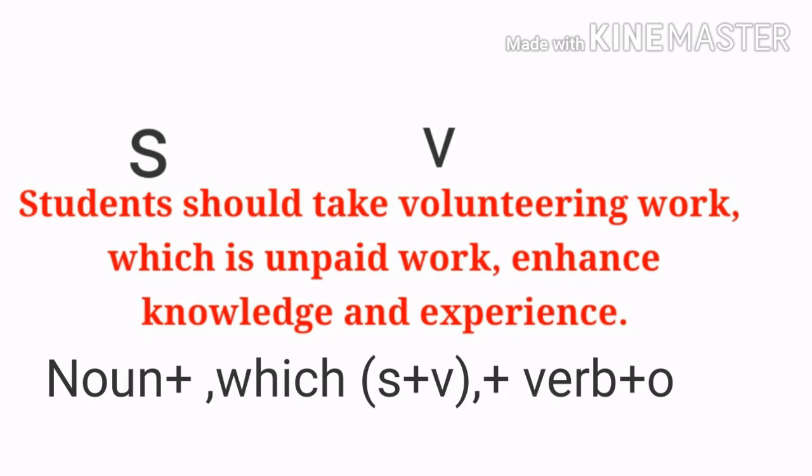Let's see the second example. Students should take volunteering work, which is unpaid work, enhance knowledge and experience. Here we use a noun, such as students should take volunteering work, which is our noun. After that we put a comma and put which as a relative clause, which is unpaid work, which contains a subject verb combination, such as is our verb. Students is a plural noun, that is why we use a plural verb here. You must put commas before and at the end of the relative clause.